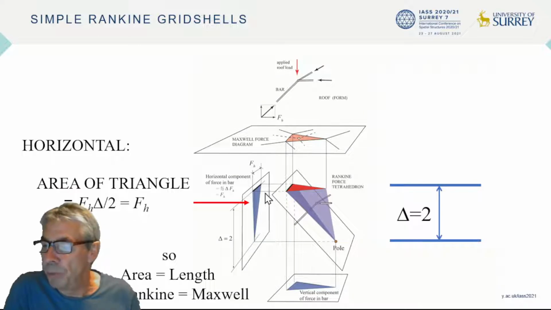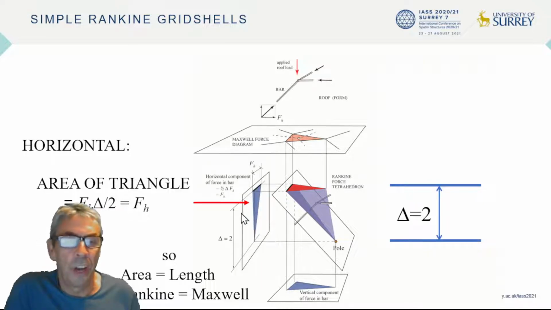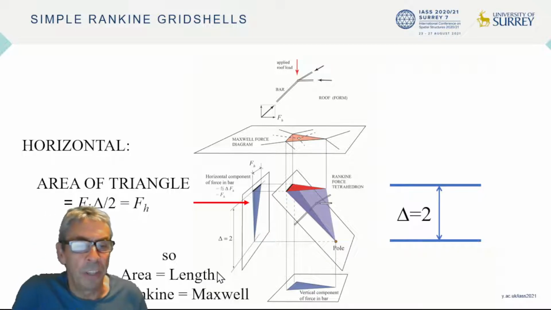The area of the horizontal projection is half the width times the height, and since the height equals 2, the area equals the width. Ta-da, we've done it. Area equals length, so Maxwell and Rankine agree.